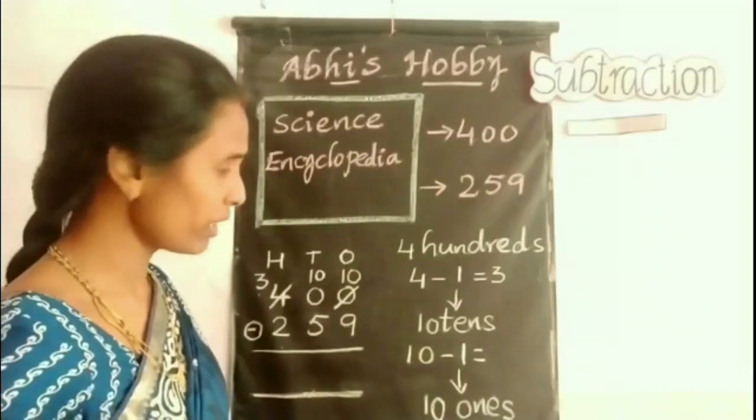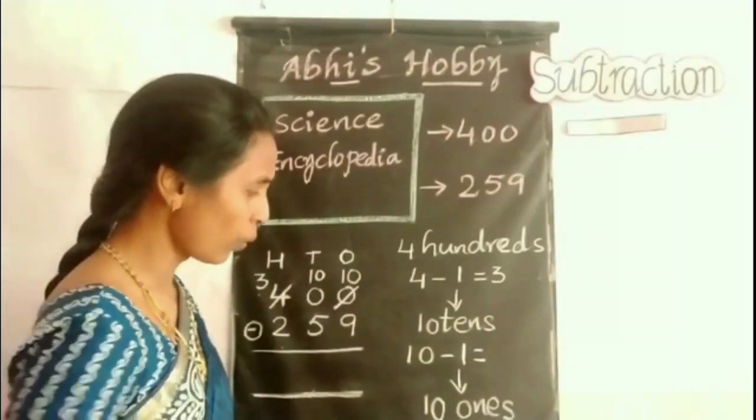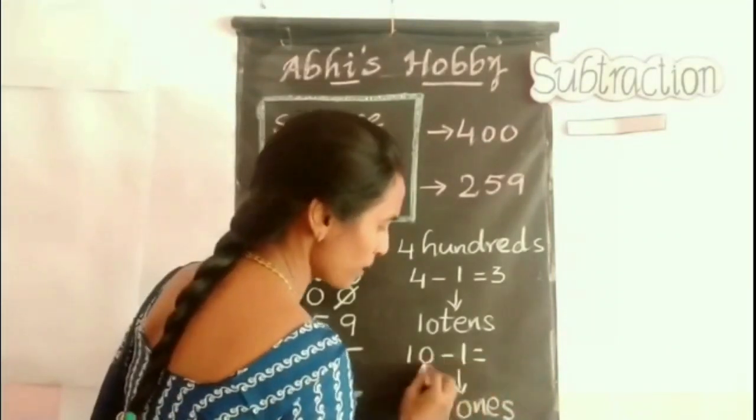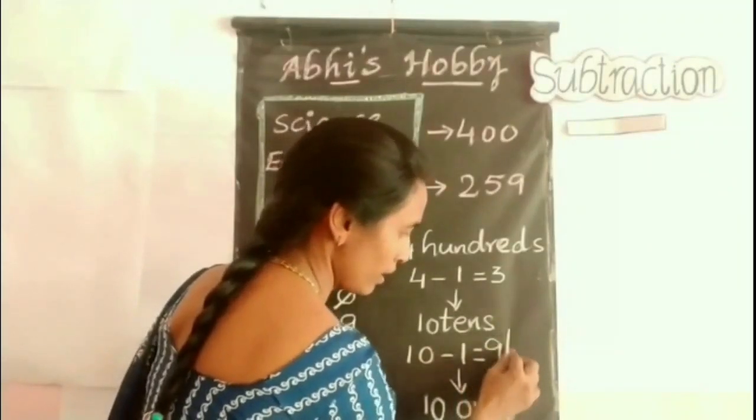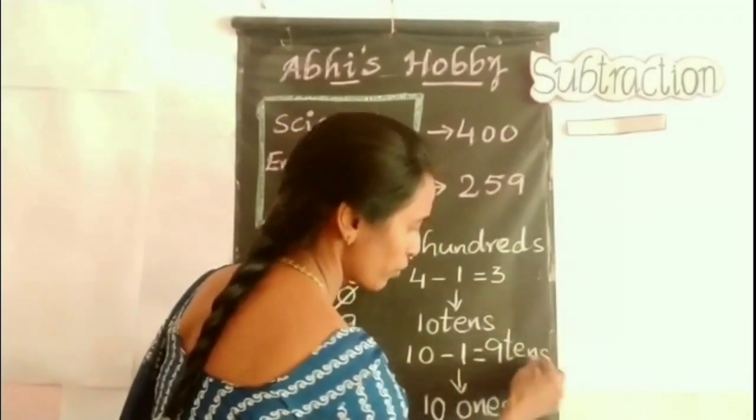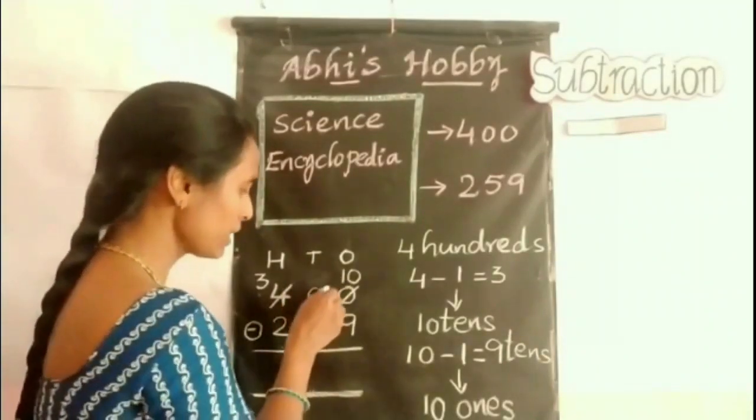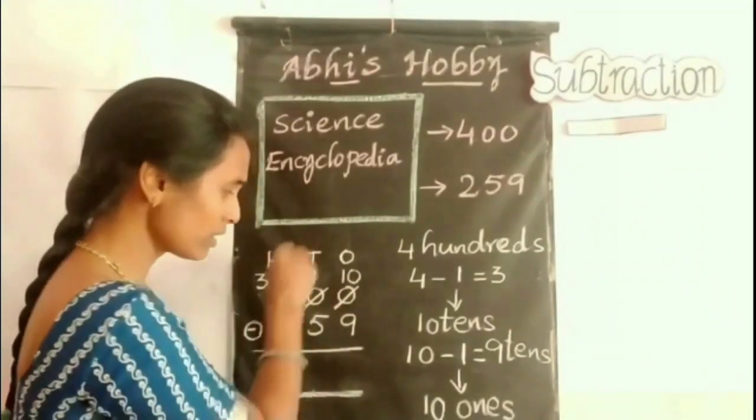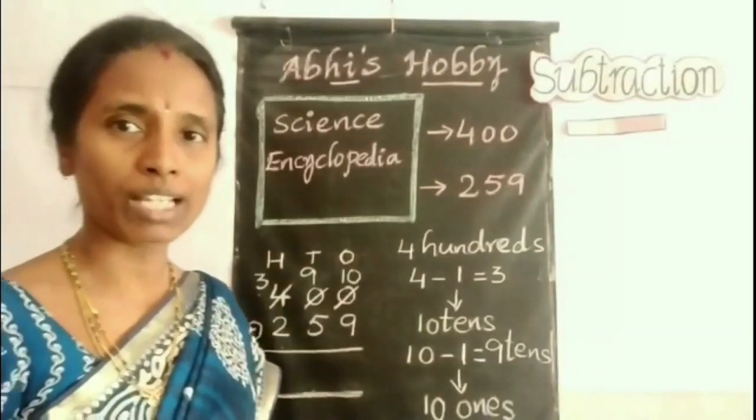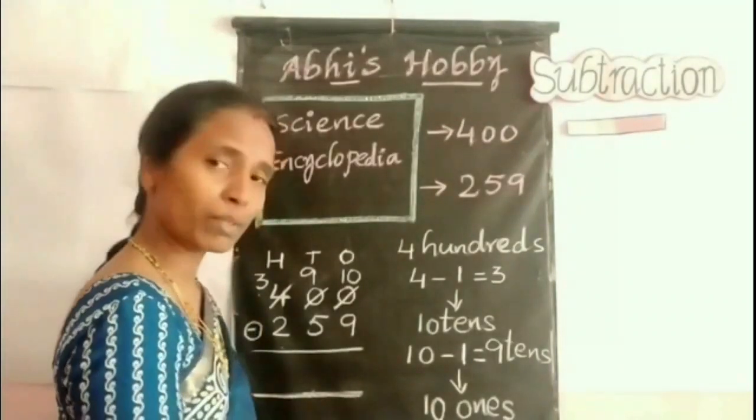So this 10 ones, now I am giving borrow to ones. As already given, from 10 tens, 110 borrow means 10 minus 1, 9. 9 tens will be left over. So now I should rub this 10 and I will write 9. Like this, the borrows will be carried over. So shall I start subtraction children?